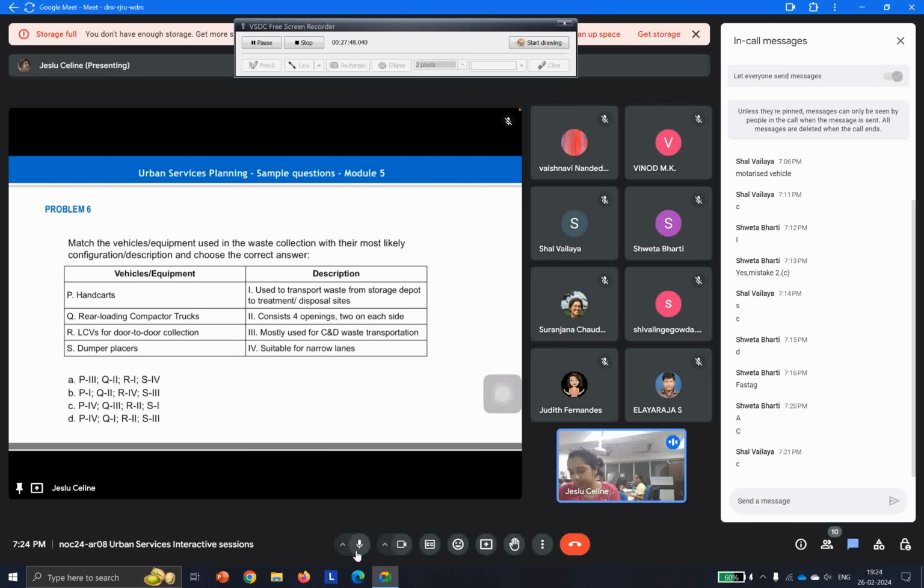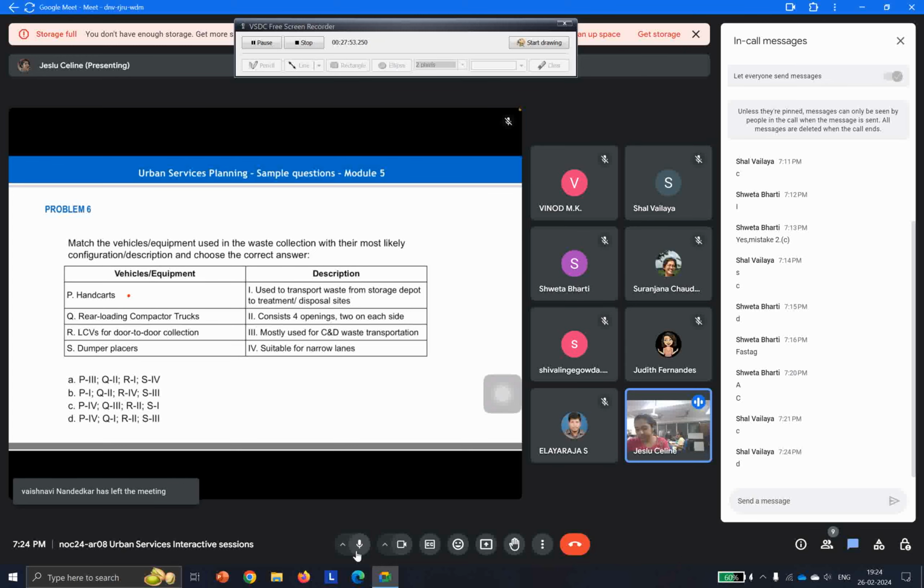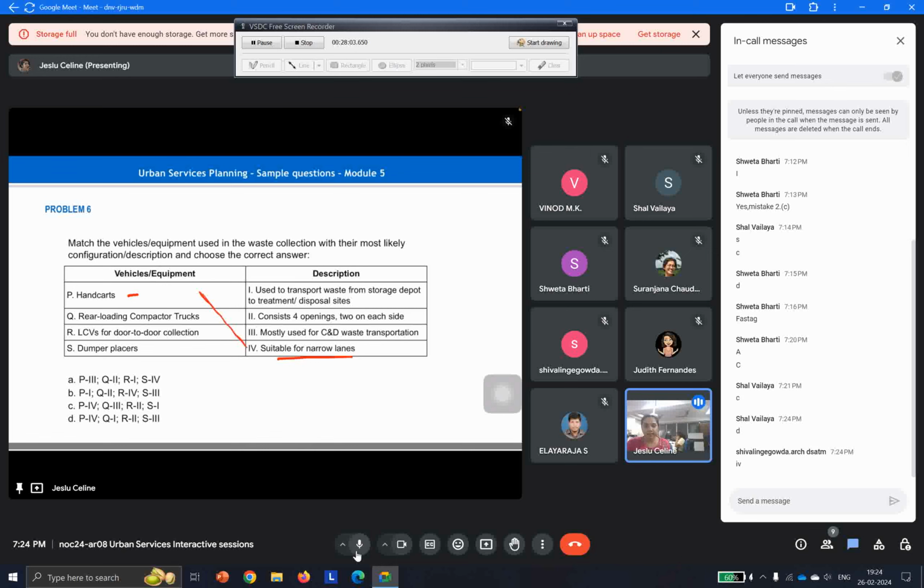So let's go first one, hand carts. Where are hand carts suitable? Yes, hand carts are suitable for narrow lanes. It is more suitable for narrow lanes. Fourth option is correct. Yes, very good. Four. Now rear loading compactor trucks. So rear loading, you're mainly talking about compactor trucks. Where can that be used? Transport from storage depot to treatment, or for construction and demolition waste. So one, yes, everybody says one.